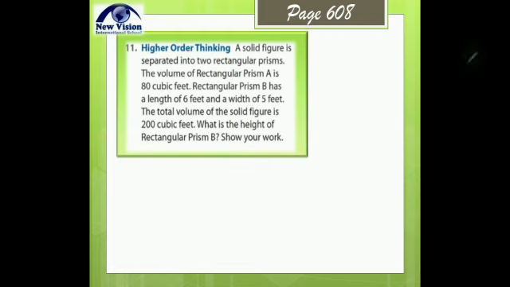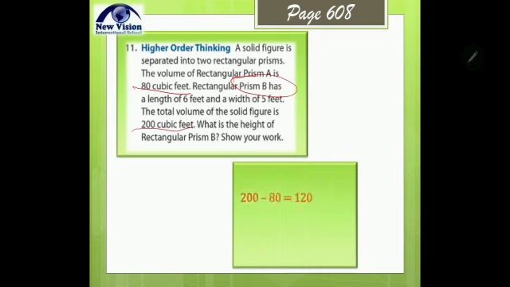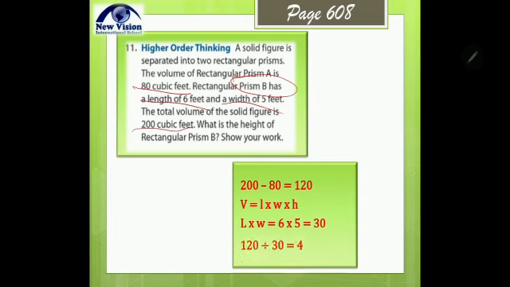The volume of prism A is 80 cubic feet. The total volume is 200 cubic feet. The volume of prism B is missing. So for us to find it, let us subtract 200 minus 80 equals 120. The length and width of prism B are also given. 6 times 5 equals 30. 120 divided by 30 equals 4. So that means the height of prism B is 4 feet.